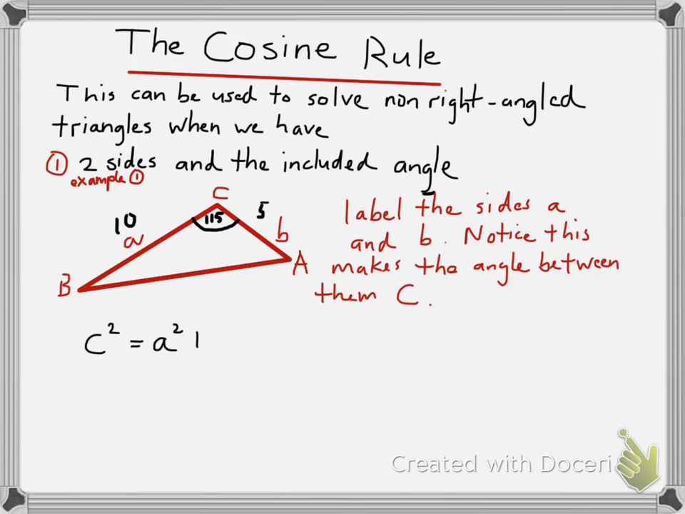Now the cosine rule is a little bit like Pythagoras' theorem. It's c squared equals a squared plus b squared, but we take away twice the product of a and b times the cos of c, the angle that we started with.